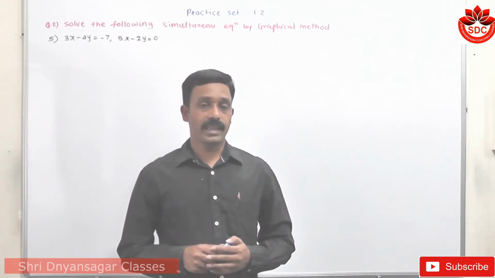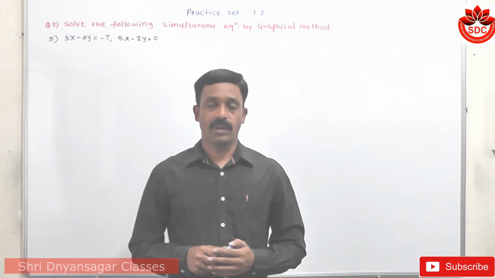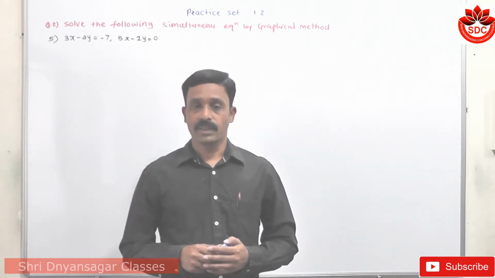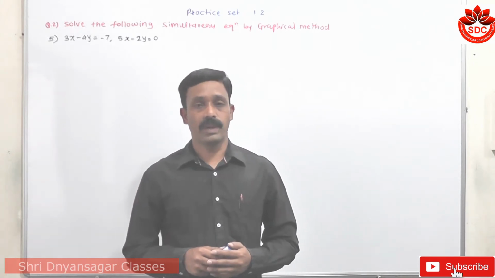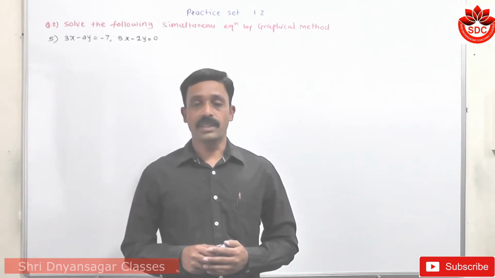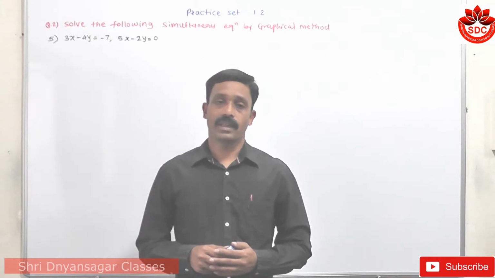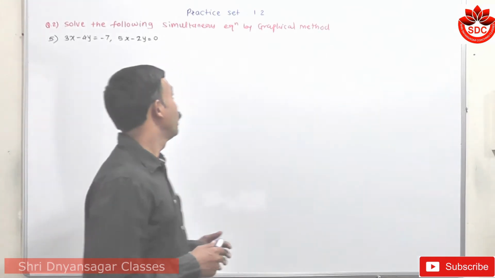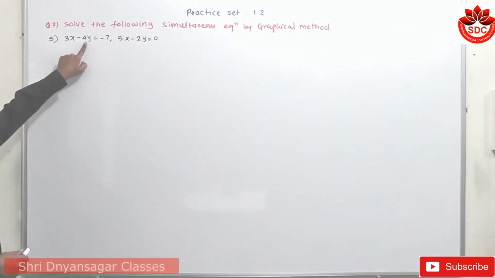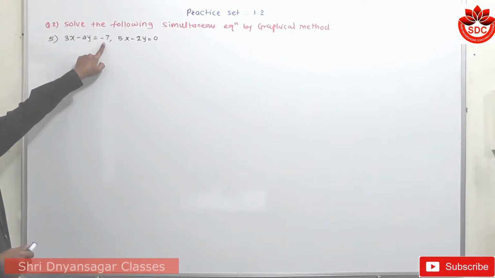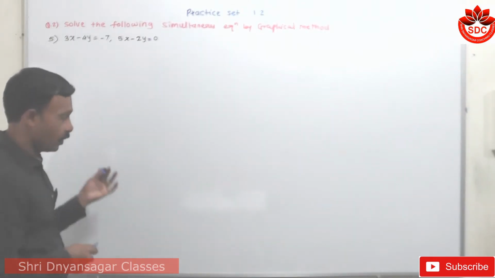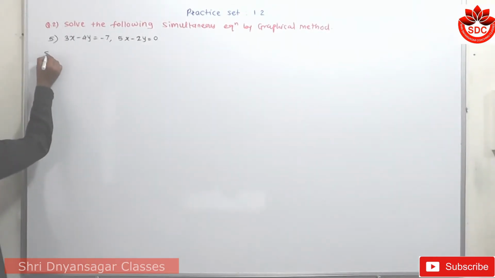We take practice set 1.2 of the chapter Linear Equations in Two Variables. The next questions, question number 5 and 6, are solved by using the graphical method. The first question is 3x minus 4y is equal to minus 7 and 5x minus 2y is equal to 0. Now we take its solution.